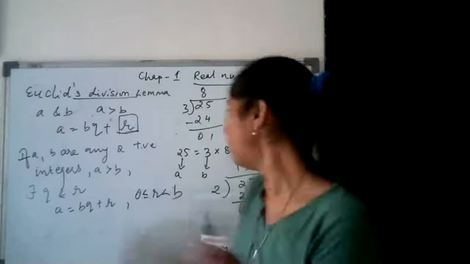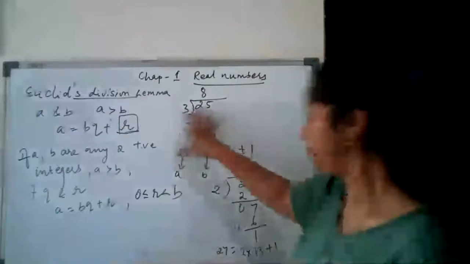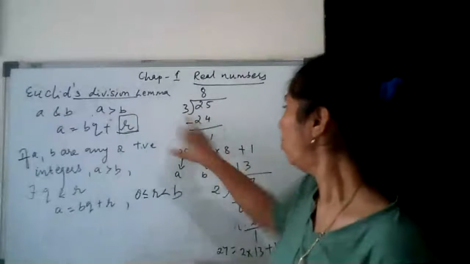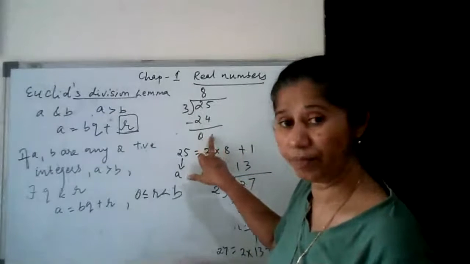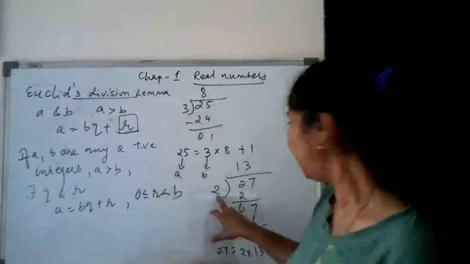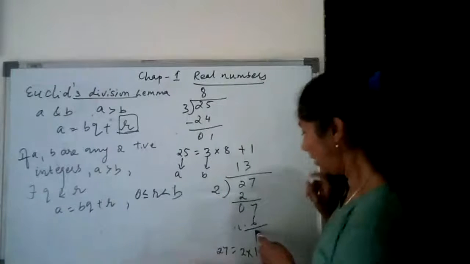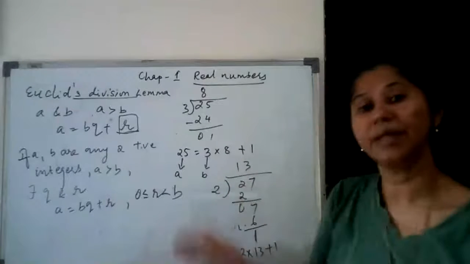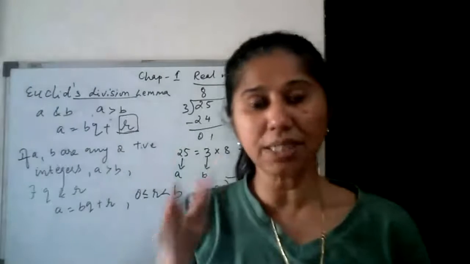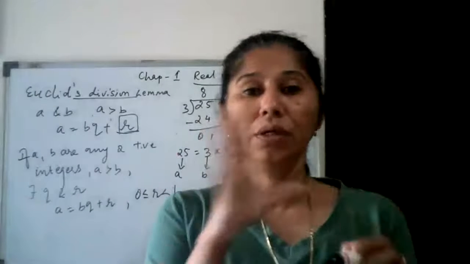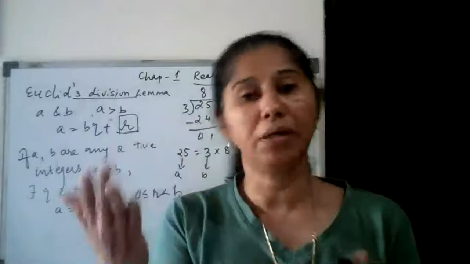Whenever you divide any number by a given number, what do you get? Either you get remainder 0. For example, if I divide by 2, I'll take a smaller example, either I get 1 or I get remainder 0. So there are only two cases whenever you divide any number by 2: either the remainder is 0 or the remainder is 1.